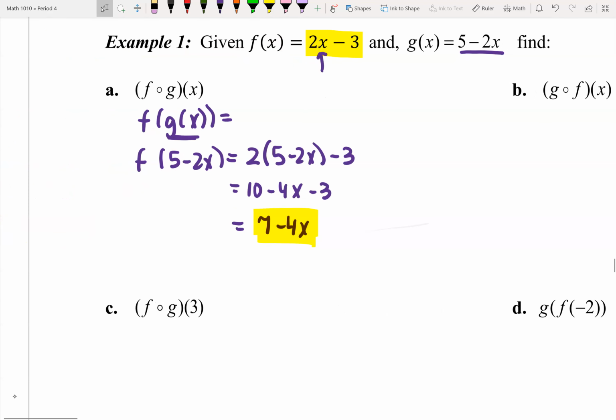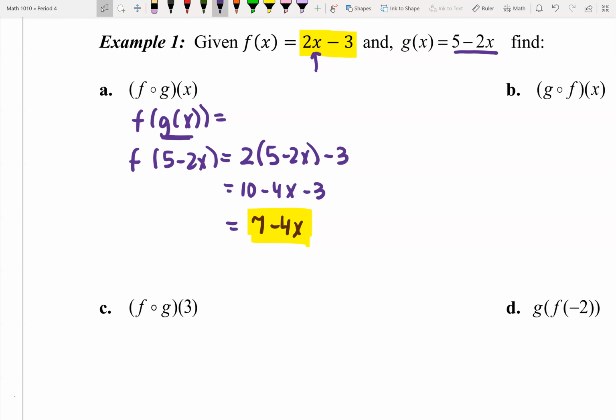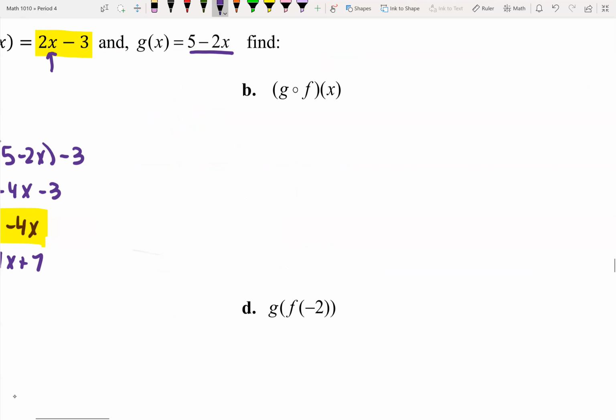Okay, question? You also do like -4x plus f. Yeah, you could totally write it like this, -4x plus 7. Same thing, yeah.